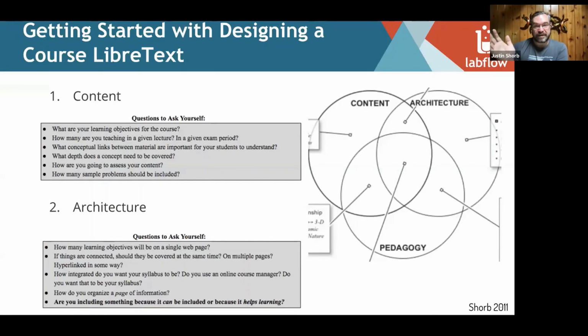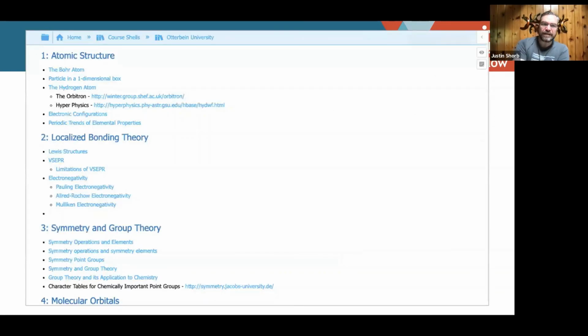By the way, a lot of my research is in eye tracking, so I tend to look at a lot of eye tracking research. For instance, here's an example course from Otterbein University. If I said that wrong, I apologize. It follows a really standard textbook structure. There's a chapter on atomic structure. There are sections that are just links to different articles on LibreText. And then in the hydrogen atom, there are a couple of outside-of-LibreText links, this one a simulator of some sort.